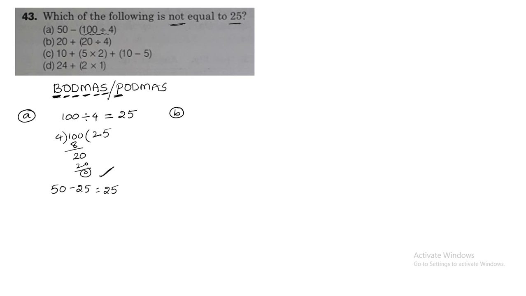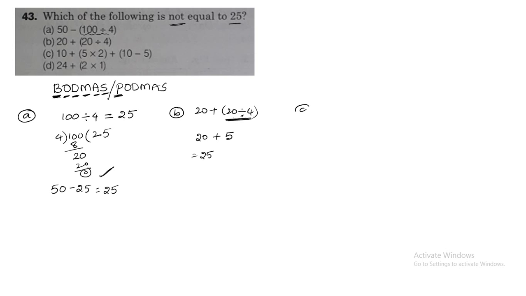So what is option B here? 20 plus 20 divided by 4. Since it is in the bracket, first we need to solve this. 20 divided by 4 is 5. Already we know the 4 table. So 4 5s are 20, so it cancels 5 times. So 20 plus 5 is 25.